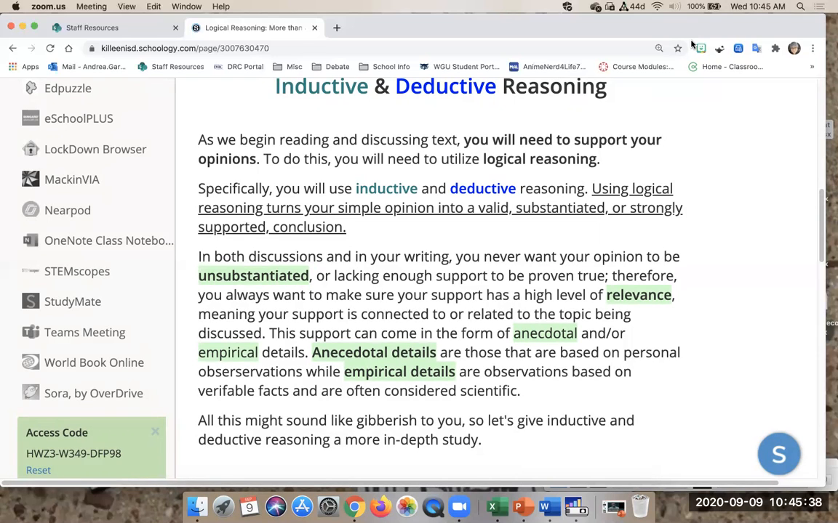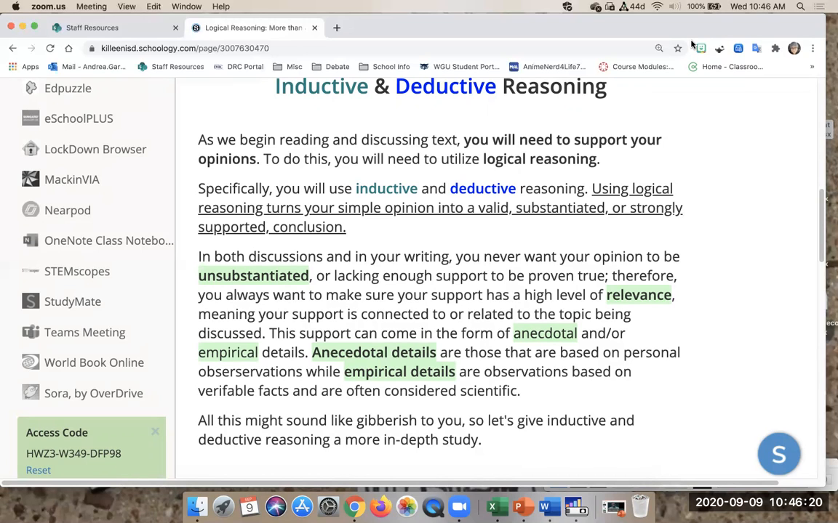This issue can come in the form of anecdotal and or empirical details. Anecdotal details are those that are based on personal observations. So how do we know they're true if they're personal observations? How do we know that those personal observations are true? Because you experience them, right? You see them, you experience them. And then we have empirical details, which are observations based on verifiable facts that are often considered scientific. So whenever you're in science class, math class, they talk about empirical details. Whenever you do an experiment, you find empirical details.